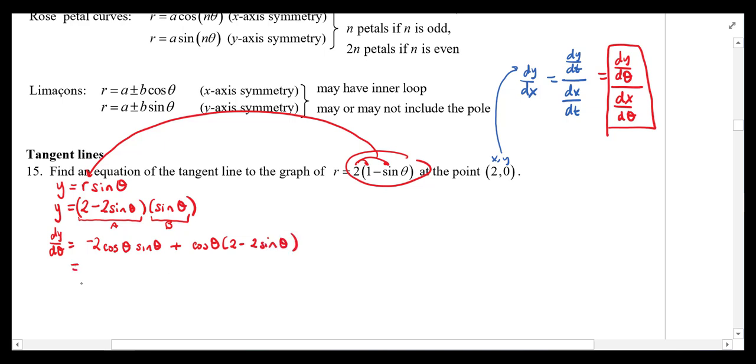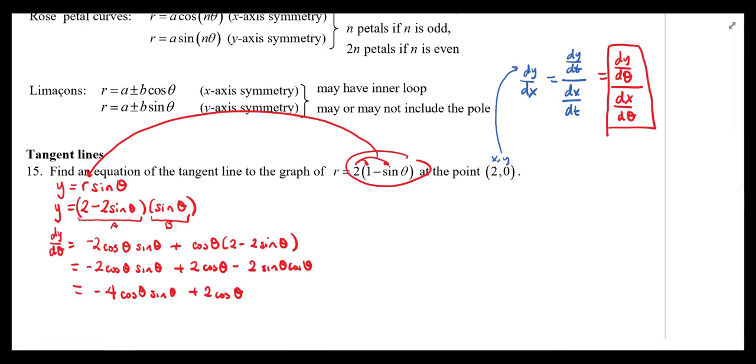And if I were to simplify this, what do I have here? Negative 2 cos theta sine theta plus 2 cos theta minus 2 sine theta cos theta. I think I actually get negative 4 cosine theta sine theta plus 2 cos theta. That is my dy/d theta. Awesome.